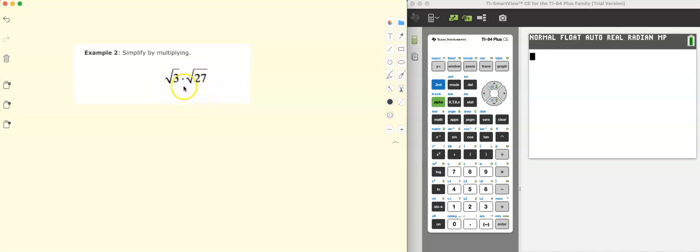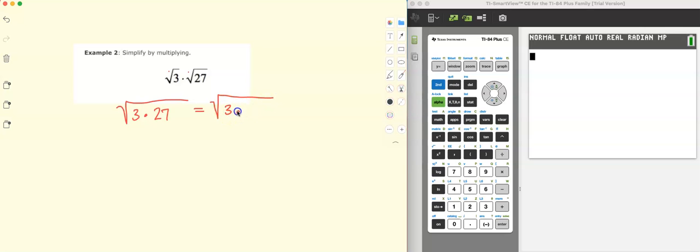Well, if I didn't know what 3 times 27 was, let me rewrite this. Because the index numbers are the same, I'm going to rewrite this as the square root of 3 times 27. Well, I want to simplify that. You can multiply 3 and 27 together, or you can just finish simplifying it. All right, so I'm going to finish simplifying it, so you'll see what I mean.